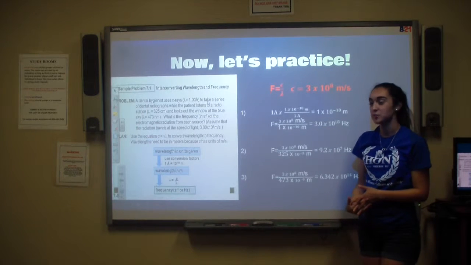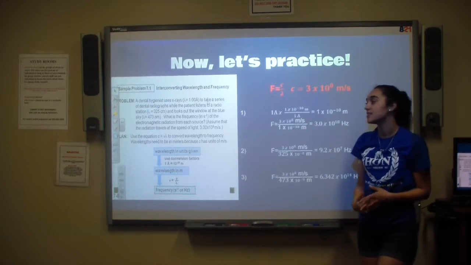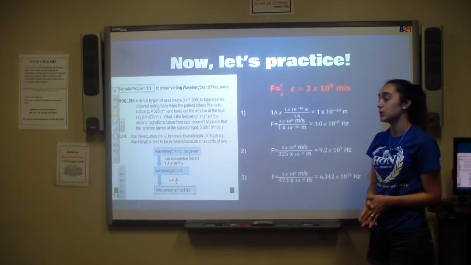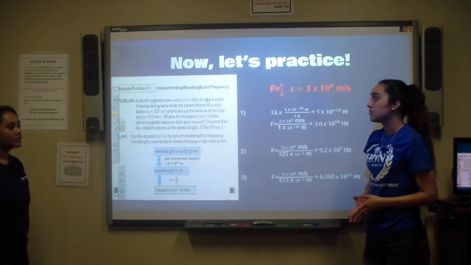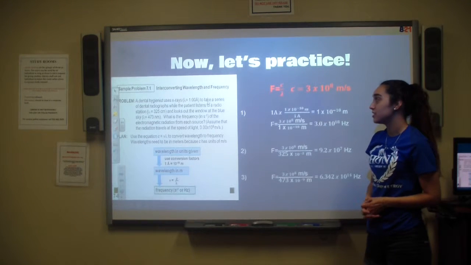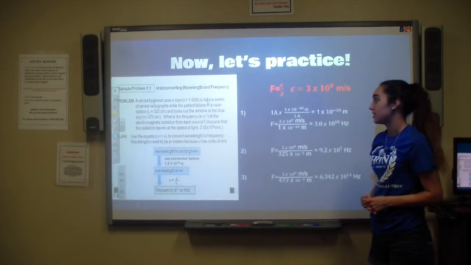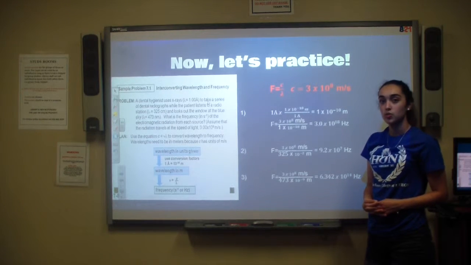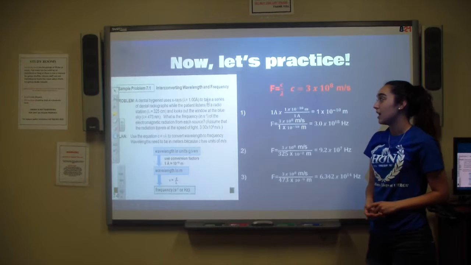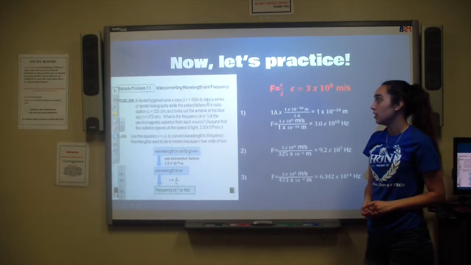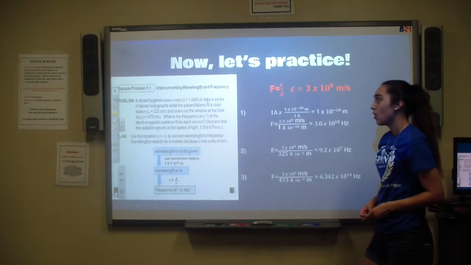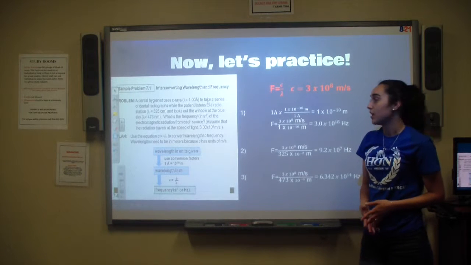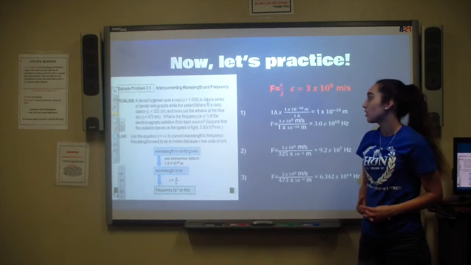Now we're going to do a practice problem. The problem says that a dental hygienist uses X-rays of a wavelength of 1 angstrom to take a series of dental radiographs while the patient listens to a radio station that is at a wavelength of 325 centimeters. And they look out a window at the blue sky, which is at a wavelength of 473 nanometers. What is the frequency of the electromagnetic radiation from each source?